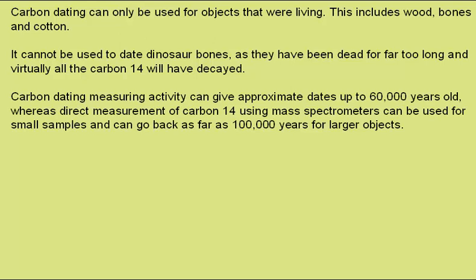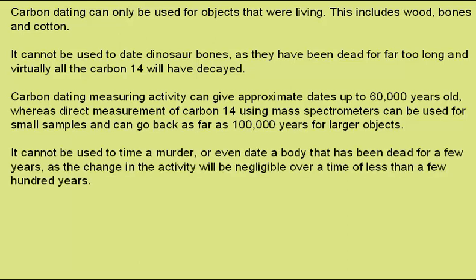Carbon dating measuring activity can give approximate dates of up to 60,000 years old, whereas direct measurement of carbon-14 content using a mass spectrometer can be used for small samples and can go back as far as 100,000 years for larger objects. It cannot be used to time a murder or even a date that a body has been dead for a few years, as the change in the activity will be negligible over a time of less than a few hundred years.